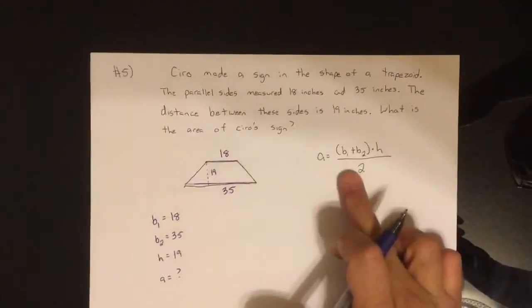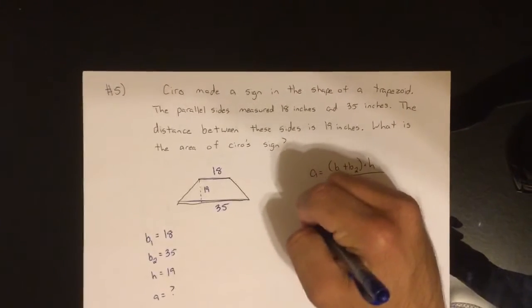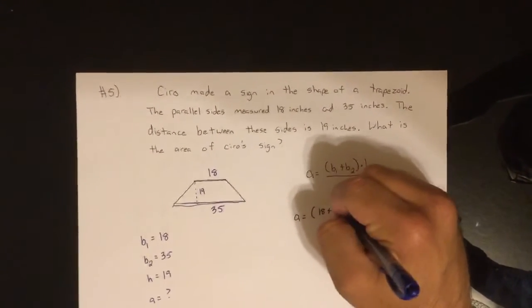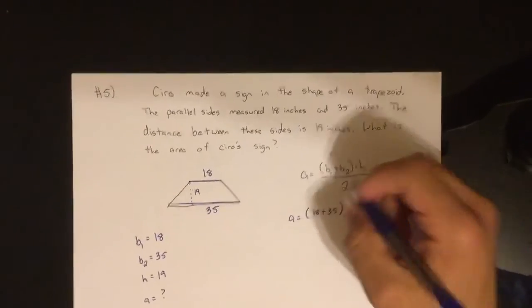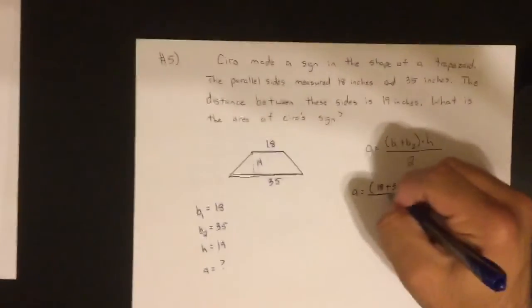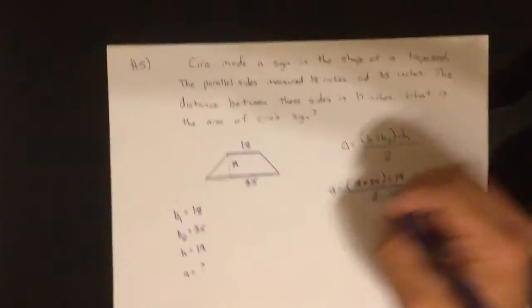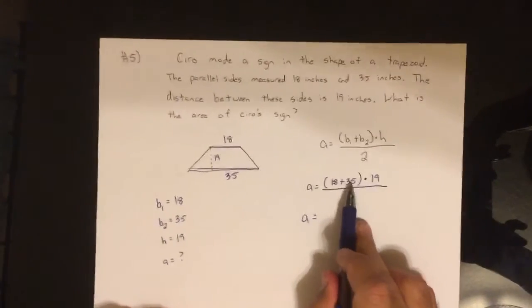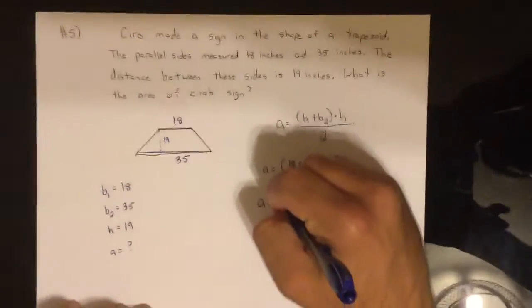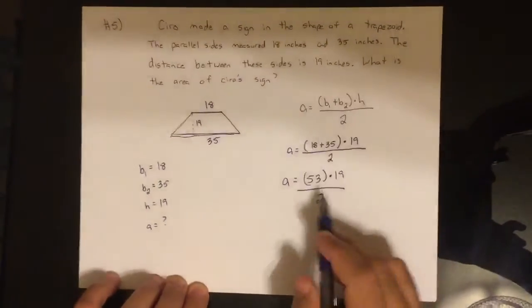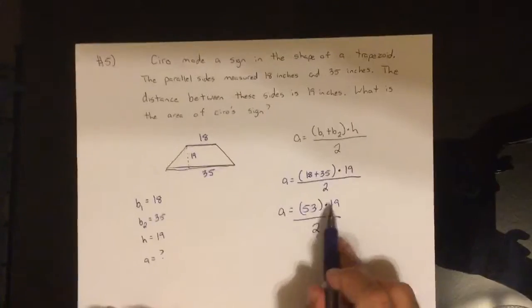So let's plug it into my formula. So we got 18 plus 35. Whatever that answer is, multiply it by 19. And then the last step would be divided by 2. Well, first step, 18 plus 35, that's 53. Now you have to do 53 times 19.